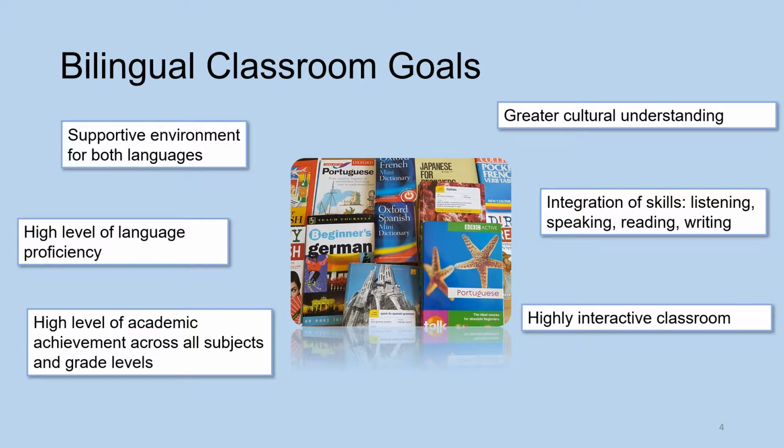Many of these bilingual programs also share very similar goals. It is very important, for example, to create a supportive environment for both languages, which means that both languages are valued and appreciated. The main idea is to increase proficiency in the second language, which comes at no cost to the development in the first language. At the same time, a high level of academic achievement has to be reached across all subject and grade levels. Another objective is to promote cultural understanding and tolerance towards other cultures. And finally, the idea is to have a highly interactive classroom, which also involves the integration of skills such as listening, speaking, reading, and writing.